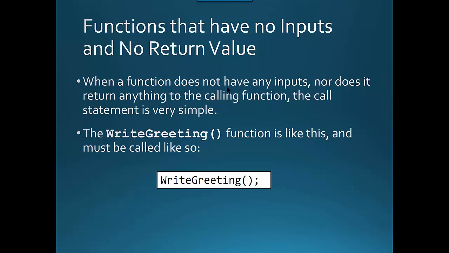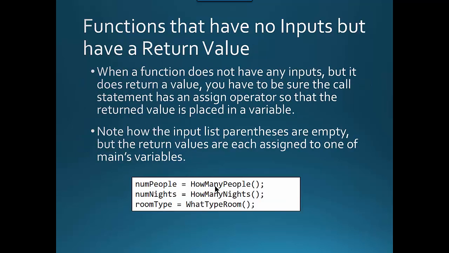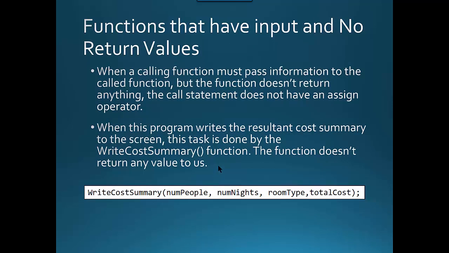So let's look at some different formats of function calls. If you're calling a function that has, say, no inputs and no return value, notice that the call doesn't have an assignment operation. That's because write greeting is void. There's no reason to do an assignment. It doesn't actually return anything. If we have functions that return values, we need assignment statements in order to preserve what they return. Otherwise, what they return just goes away. So you need those assignment operations.